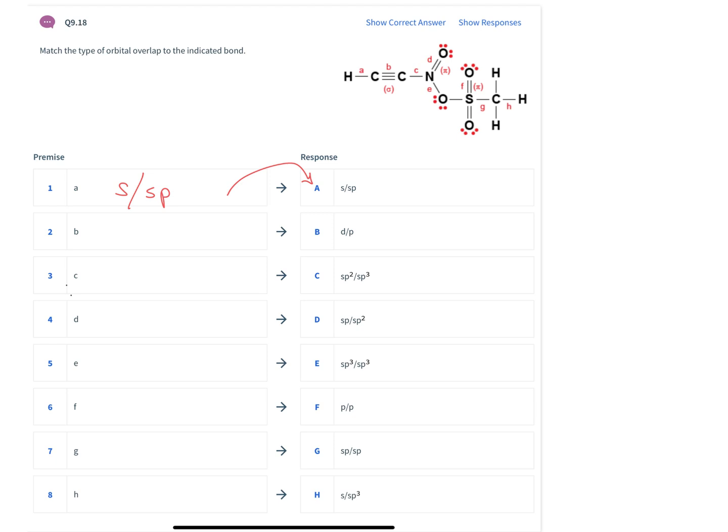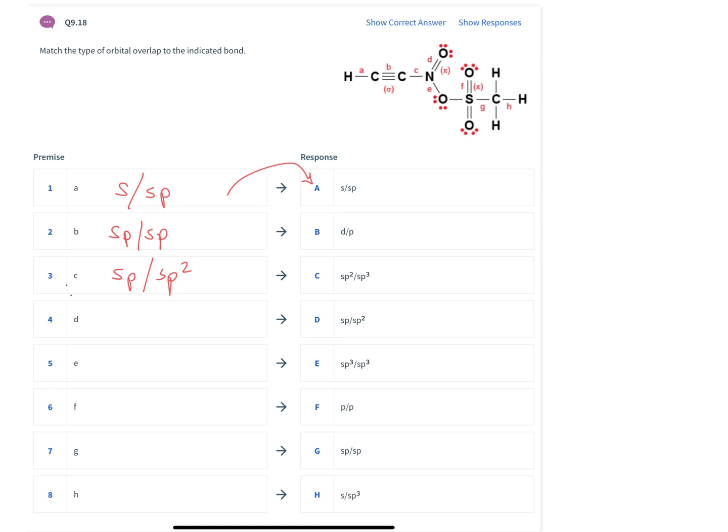For bond B, it's asking for the sigma bond. Well, I know this carbon is sp hybridized because it has two electron domains. This carbon is also sp hybridized because it also has two electron domains. So the orbitals would be sp to sp. Bond C, well, I know carbon is sp hybridized. Now taking a look at nitrogen, nitrogen has 1, 2, 3 electron domains. With 3 electron domains, I need 3 hybrid orbitals, right? So I'm blending together one s orbital with 2 p orbitals, sp2 hybridized.